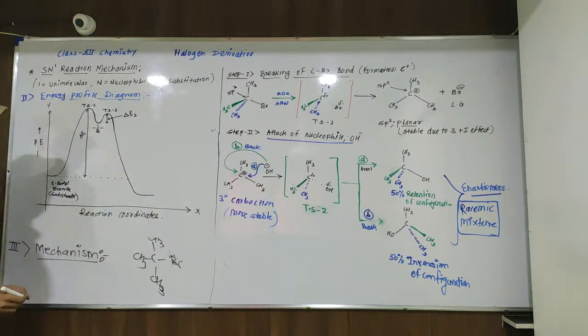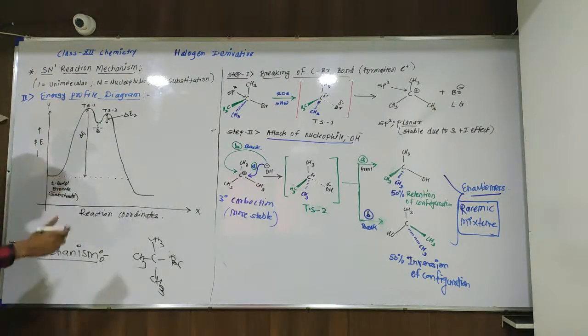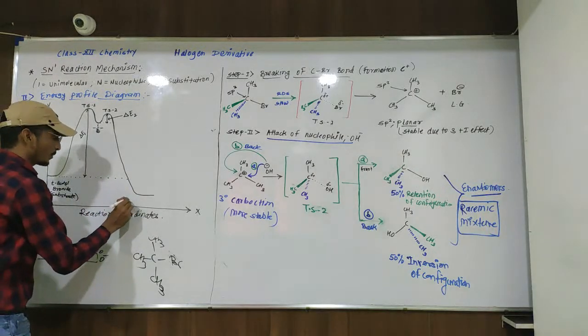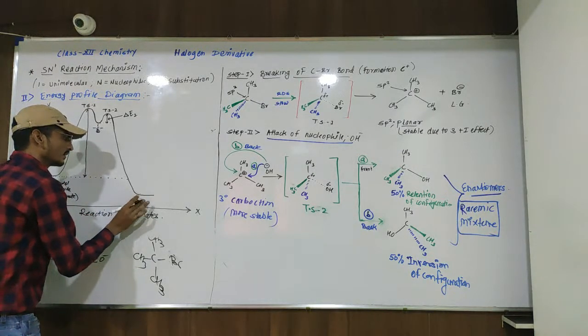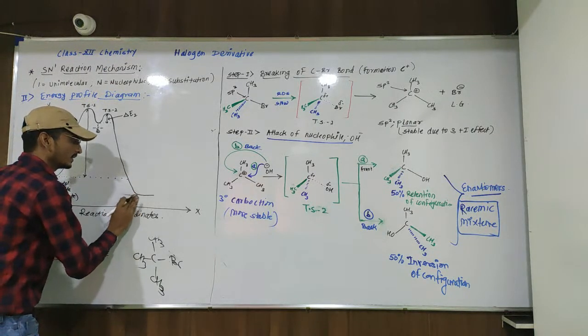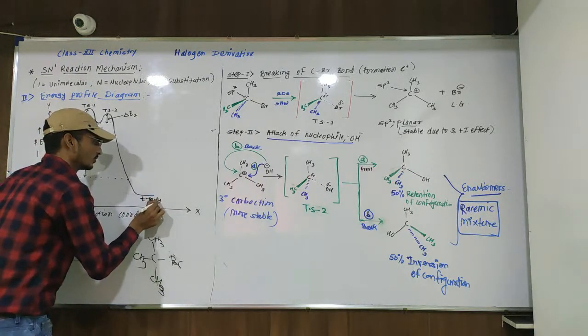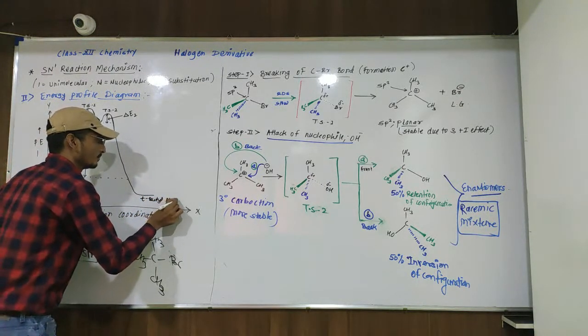And carbocation is a tertiary carbocation, so that's why it is stable. So that's why potential energy goes on decreasing. Okay, so in the next step here, product. So what is the product here? Tertiary butyl alcohol. So that is your product.